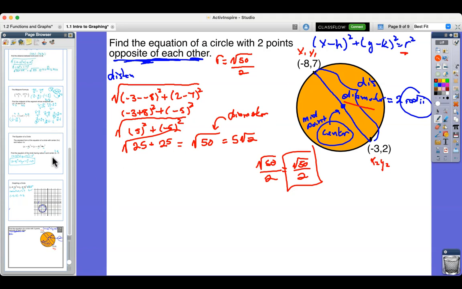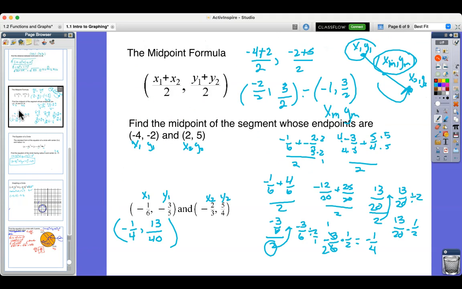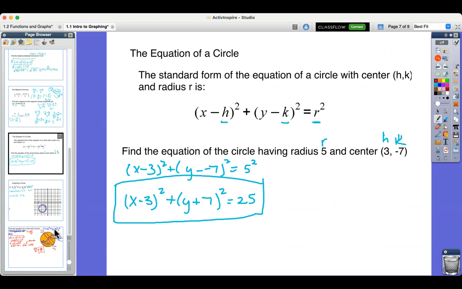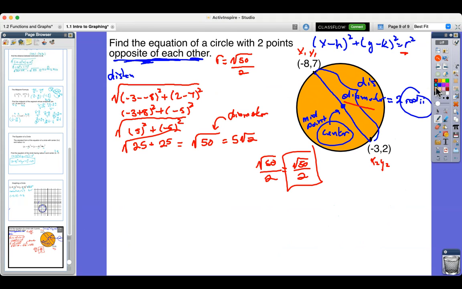All right, now we need to find the midpoint because the midpoint will give us our center. Remember the midpoint formula, as it's stated, is you add your x's divided by 2, you add your y's divided by 2. So let's do that in this blue right here. I have -8 plus -3 over 2, comma, then 7 plus 2 divided by 2. Okay, -8 plus -3 gives us -11 over 2. And then 7 plus 2 is 9 over 2.